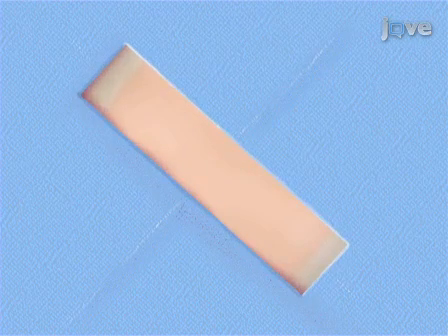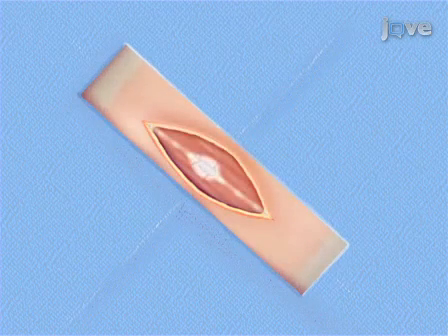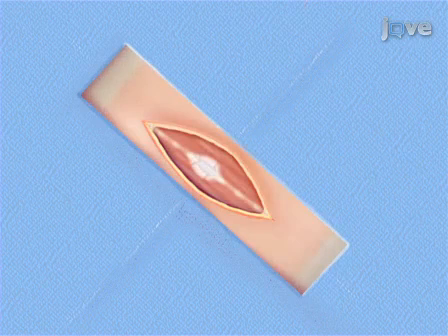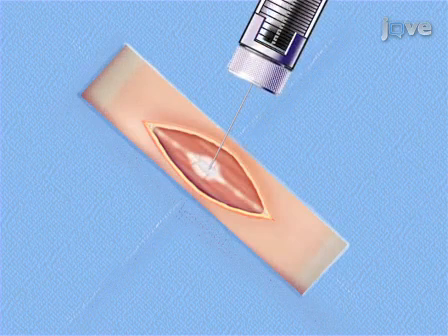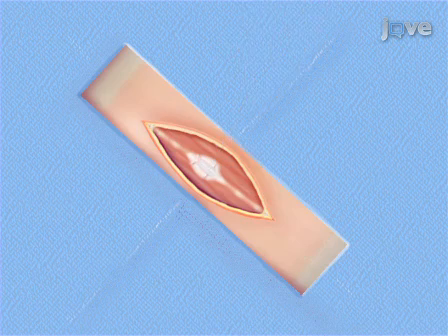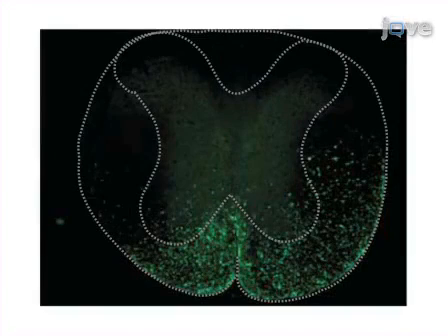The second step of the procedure is to perform a laminectomy at thoracic vertebrae 10. Cells are then injected into the exposed spinal cord. After a successful injection, the wound is closed. Ultimately, presence of mouse neural stem cells in the spinal cord parenchyma can be visualized by methods such as fluorescent microscopy.